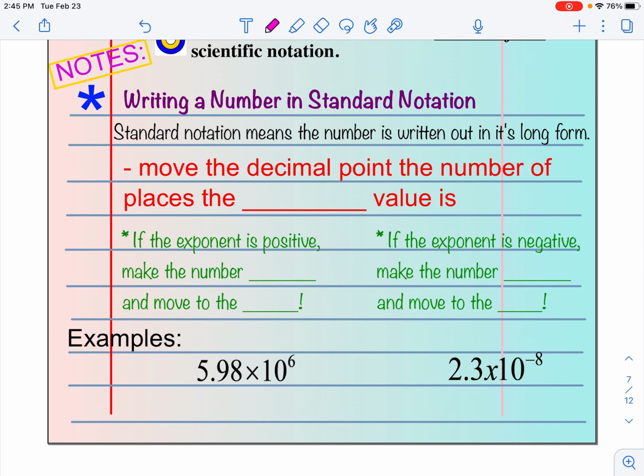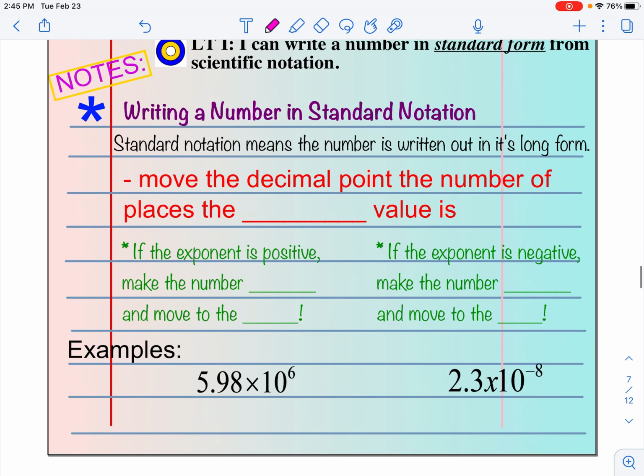So what if we want to go from scientific notation to standard notation? So when we write a number in standard notation means the number is written out kind of in its long form. We move the decimal point the number of places the exponent value is. If the exponent is positive, we have to make the number bigger.